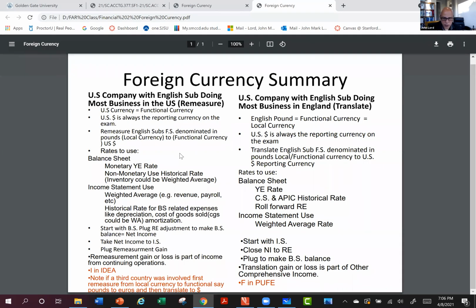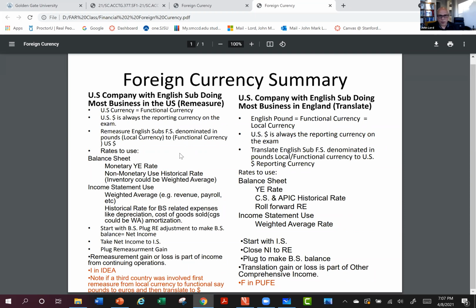Now, if you're in a situation where you're dealing with, say, a US company with an English sub doing most of its business in England, well, now the local currency, the pound, is also the functional currency. And when the functional currency and the local currency are the same, we use the translation method. Okay, and we will now translate the pound, which is the functional slash local currency, to the reporting currency, which is always the US dollar on the CPA exam.